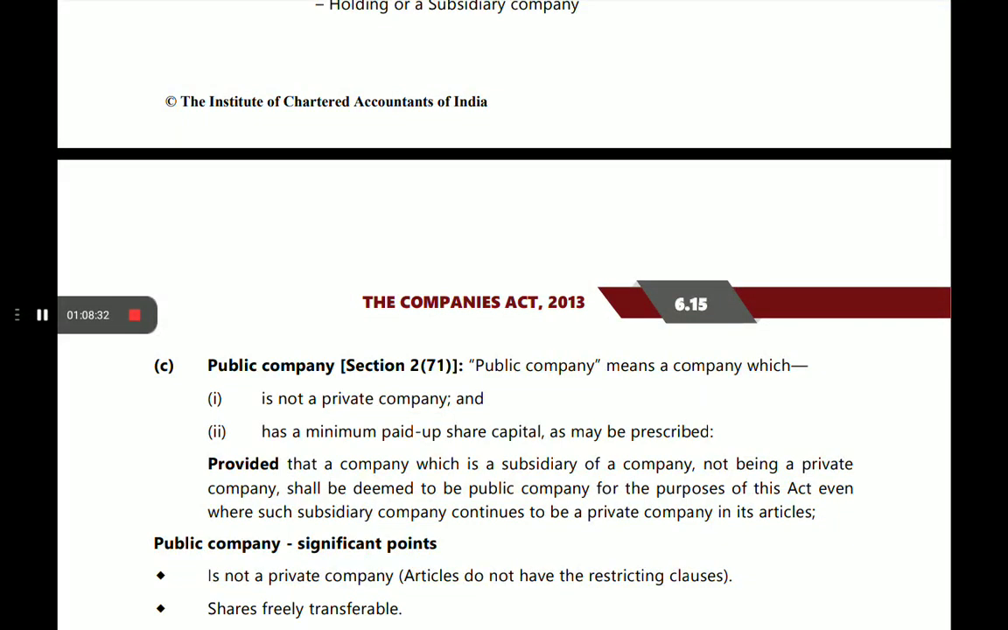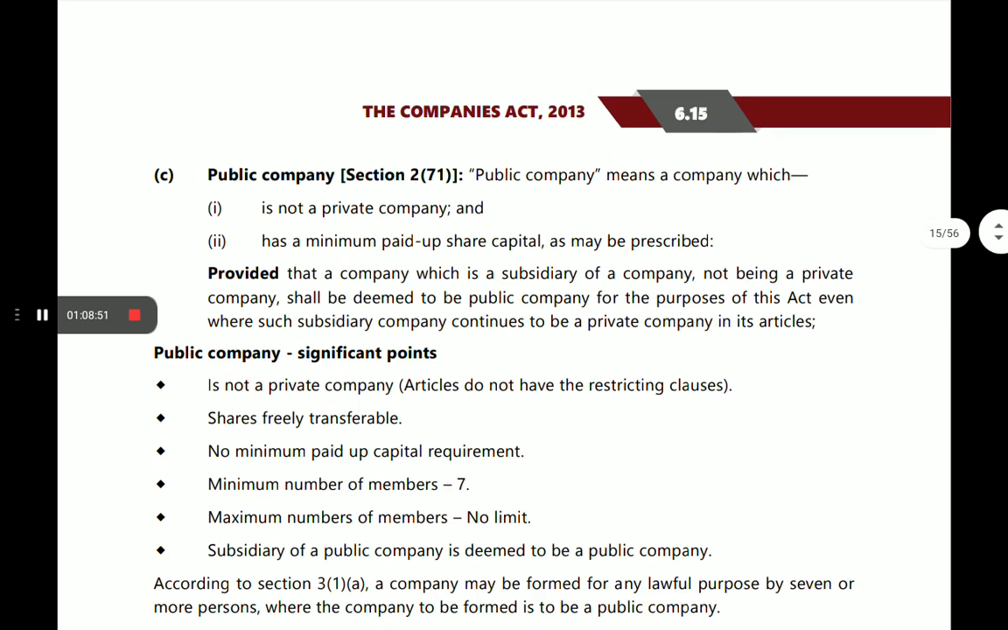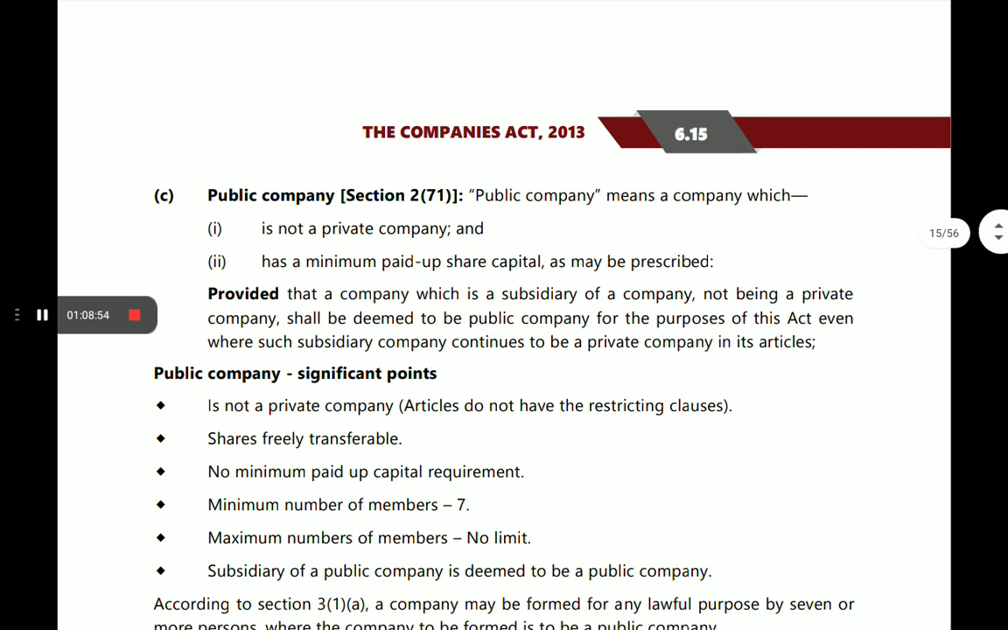Public company, Section 2, Subsection 71. A public company means a company which is not a private company and has a minimum paid up share capital as may be prescribed, provided that a company which is a subsidiary of a company not being a private company shall be deemed to be a public company for the purposes of this Act, even where such subsidiary company continues to be a private company in its articles.